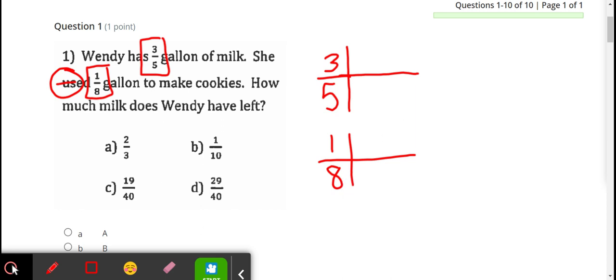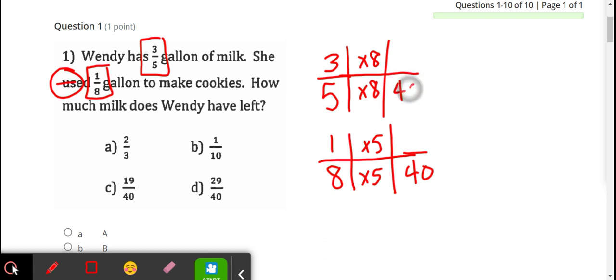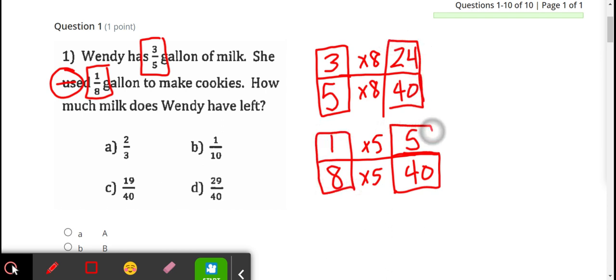3/5 and 1/8 do not have a common denominator, so we can use the denominator from the other fraction to change it. So we do have a common denominator. 8 times 5 is going to give us 40. And then 5 times 8 will give us 40. So now we have a common denominator. Now we're going to see how many parts we have. 3 times 8 is going to be 24. 3/5 is equal to 24/40. 1/8 is equal to 5/40.